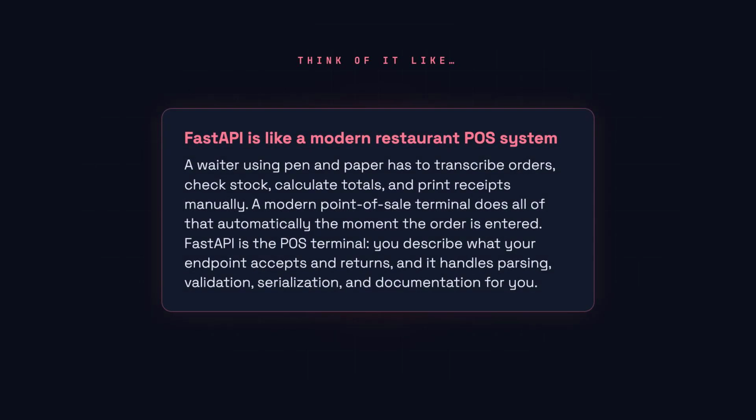Think of it this way: a waiter writing orders by hand has to do every step themselves, and mistakes creep in at each handoff. A point-of-sale system takes the same input and automatically handles the rest. FastAPI works the same way. You declare what your endpoint expects, and the framework takes care of all the repetitive plumbing, leaving you to focus on the logic that actually matters.